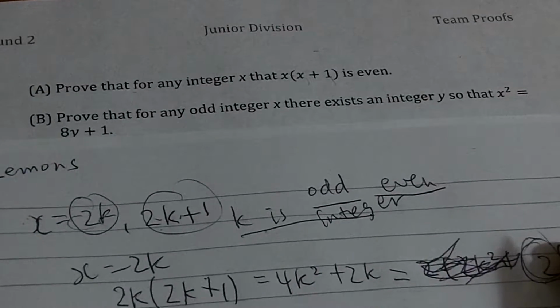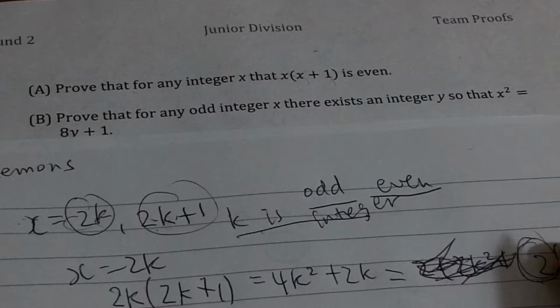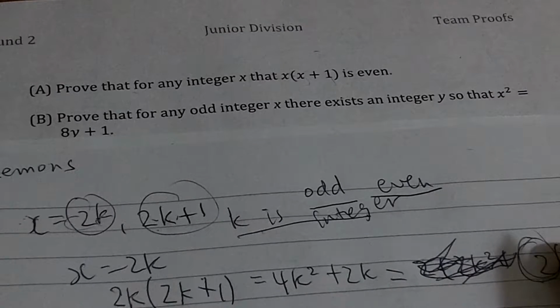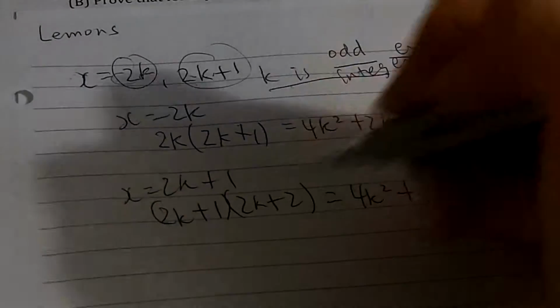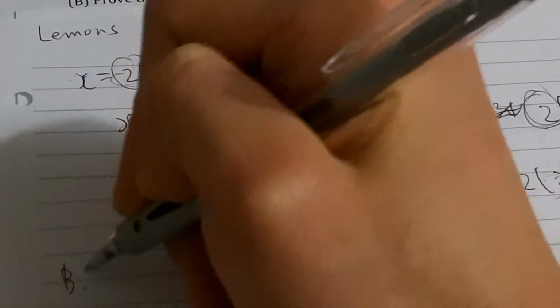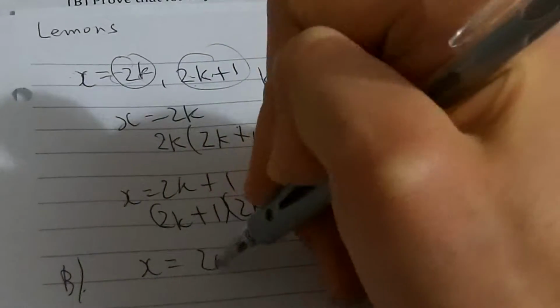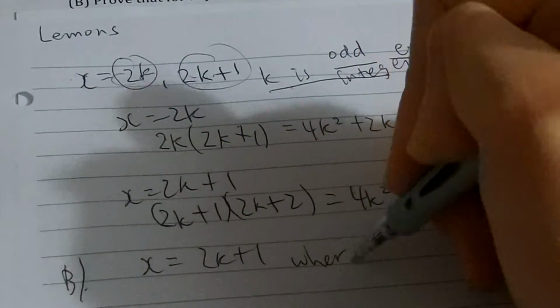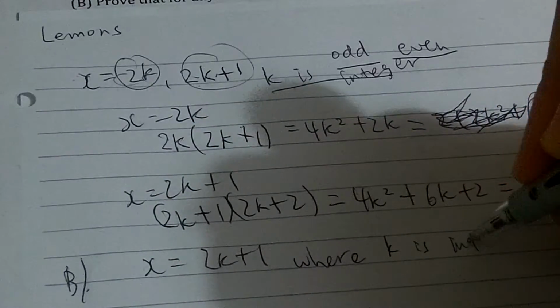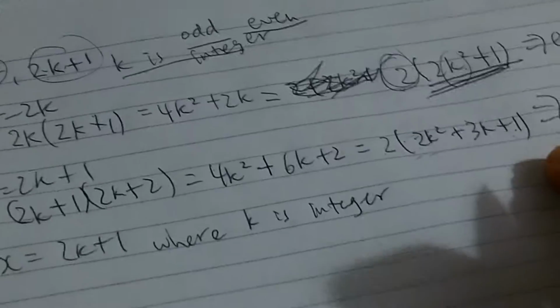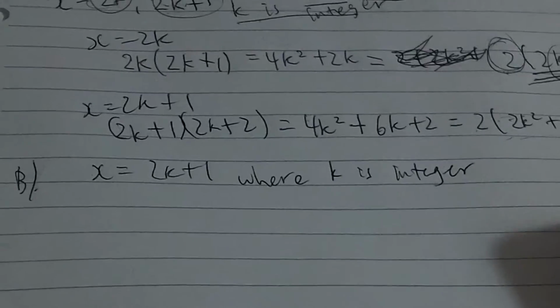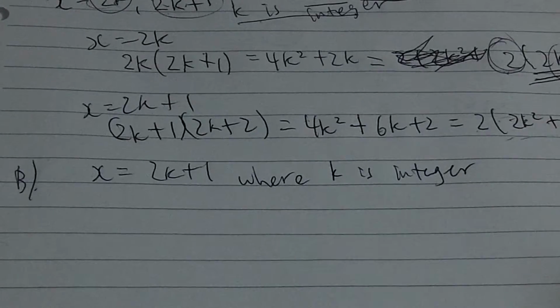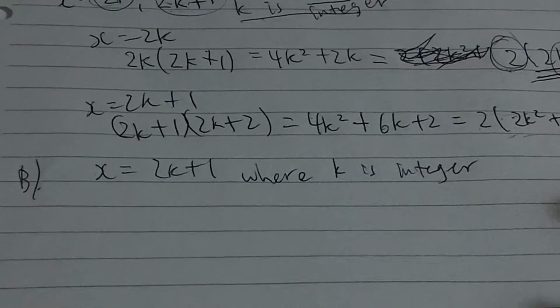Prove for any odd integer x, there exists an integer y so that x squared equals 8y plus 1. Okay, so it said any odd integer, so let's say x was 2k plus 1, where k is an integer. K is an integer, right? So now you just put it in.